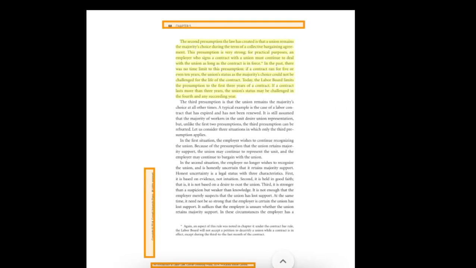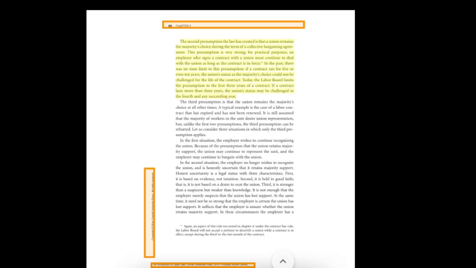The second presumption the law has created is that a union remains the majority's choice during the term of a collective bargaining agreement. This presumption is very strong. For practical purposes, an employer who signs a contract with a union must continue to deal with the union as long as the contract is in force. In the past, there was no time limit to this presumption. If a contract ran for 5 or even 10 years, the union's status as the majority's choice could not be challenged for the life of the contract.